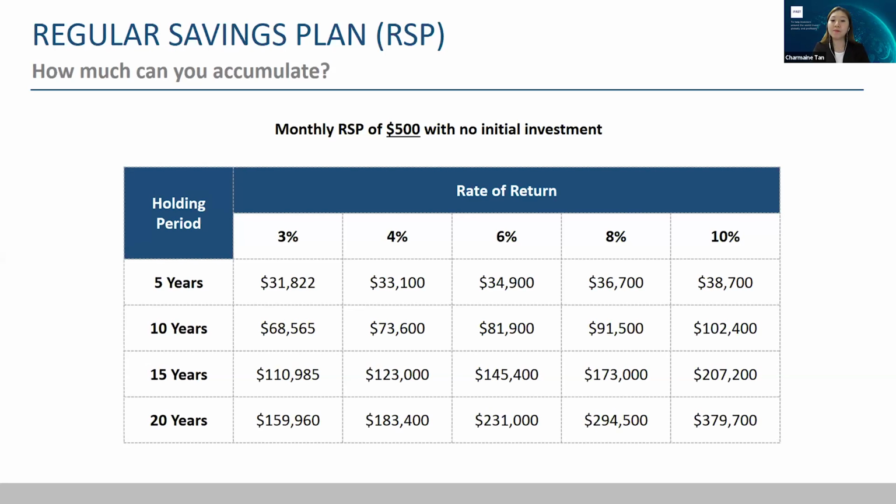Now, using another example, using a higher monthly RSP of $500 excluding fees, you can also roughly see the compounding effect over the years. Assuming a 10% rate of return, an investor can accumulate a sum close to 380,000 at the end of 20 years just by investing $500 each month. So the longer you are invested, the greater the effect of compounding. If not having enough capital is keeping you away from investing, we encourage you to consider RSP as a way to start your investment journey because you don't need a huge initial sum of money upfront.